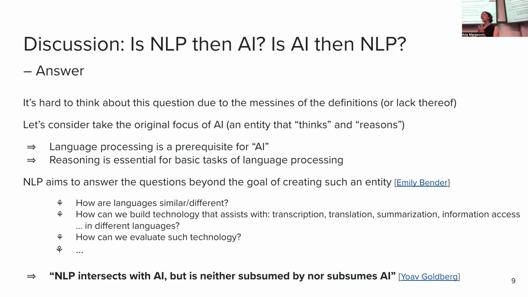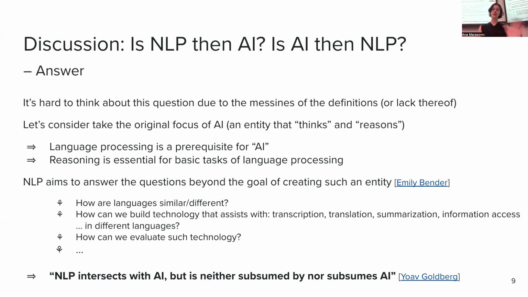So my final verdict here, and not just by me, I'm citing someone else, is that NLP intersects with AI, but it's neither subsumed by nor subsumes AI. So there is stuff outside of AI, like motion planning, not super important for NLP. And there are these questions that we ask in NLP that aren't so important for general AI.